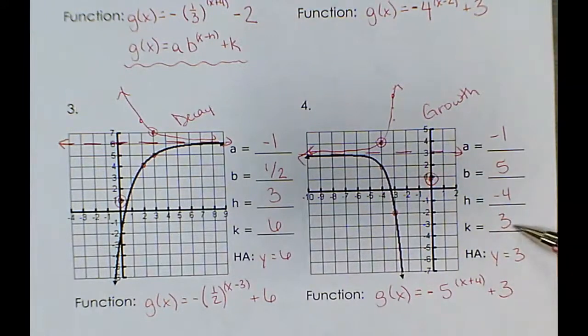I put all the pieces where they belong. G of x, our new function, equals -5 to the power of x with the opposite of h, so x plus 4, and then plus 3 to shift it up.